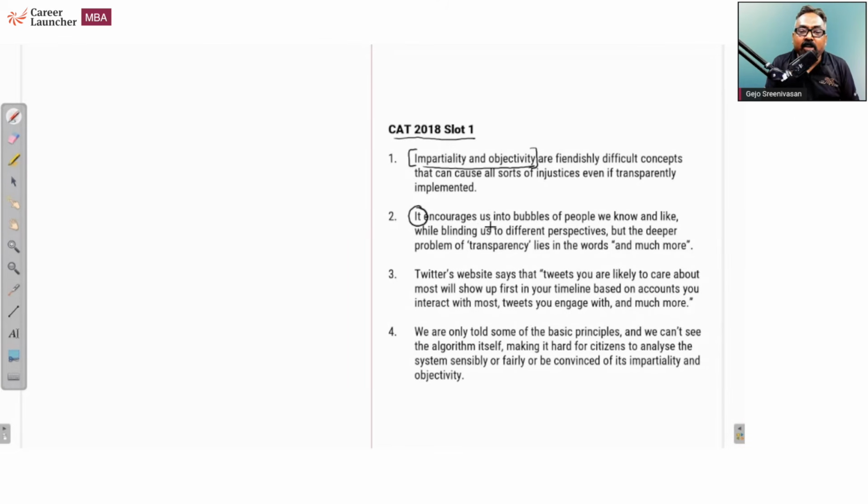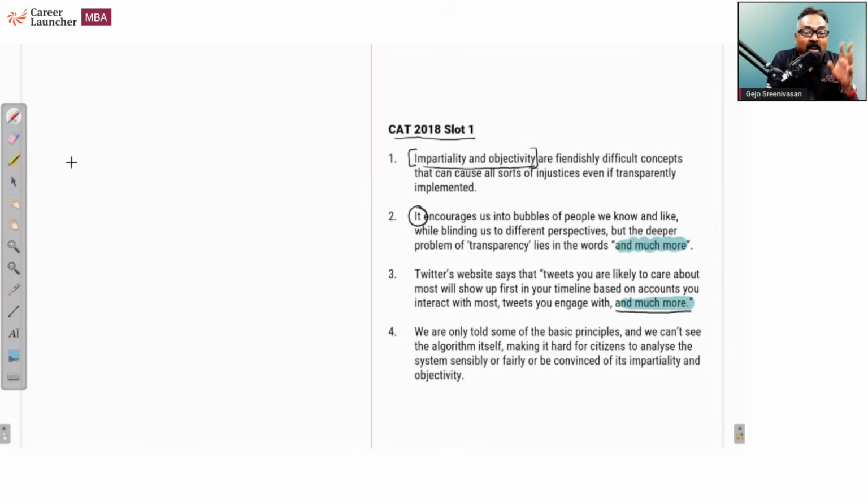It can encourage us into bubbles of people we know and like while blinding us to the different perspectives. But the deeper problem of transparency lies in the word and much more. Three, Twitter's website says the tweets you are likely to care about most will show up first in your timeline based on accounts you interact with most, and engage with, and much more. Oh, we have an echo. Ladies and gentlemen, we have an echo, and much more. And the problem is with the words and much more.